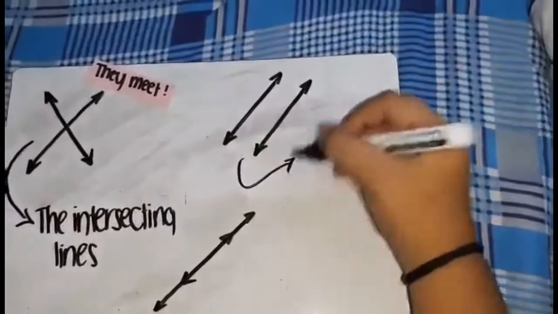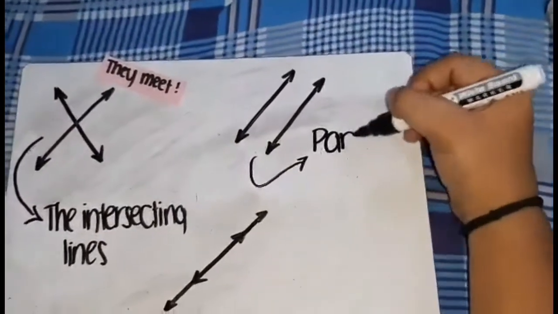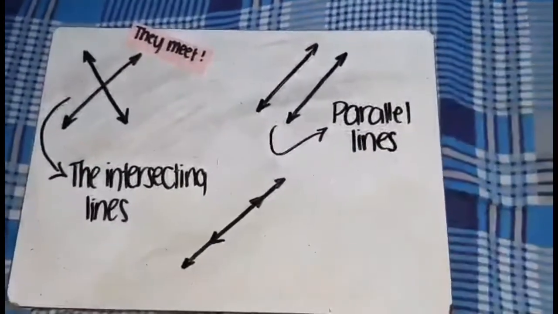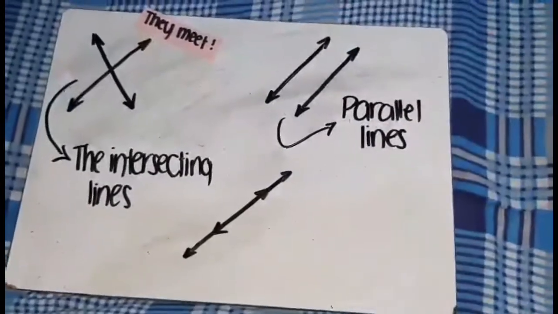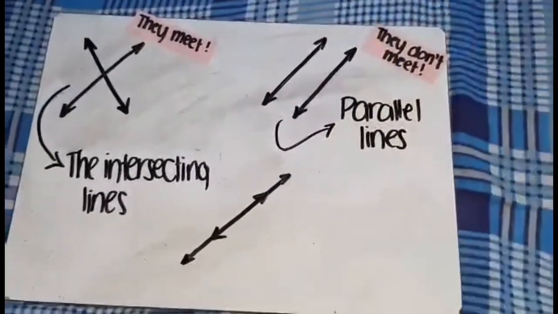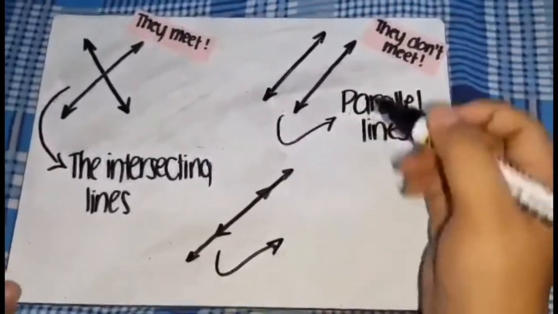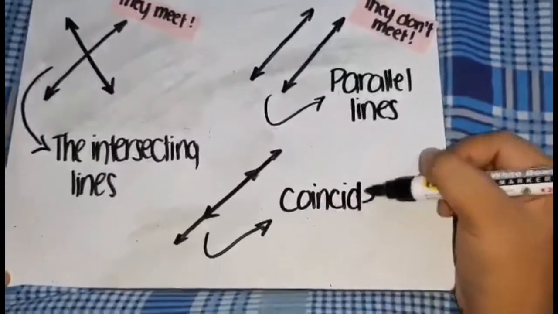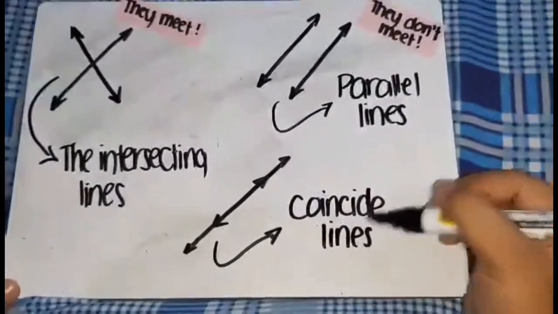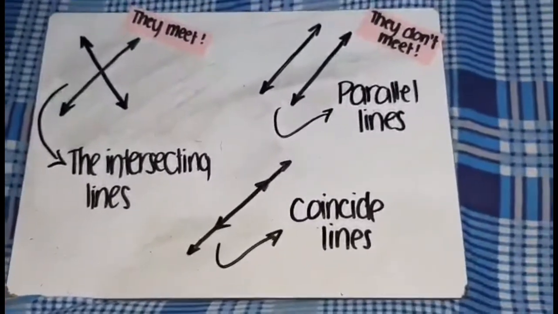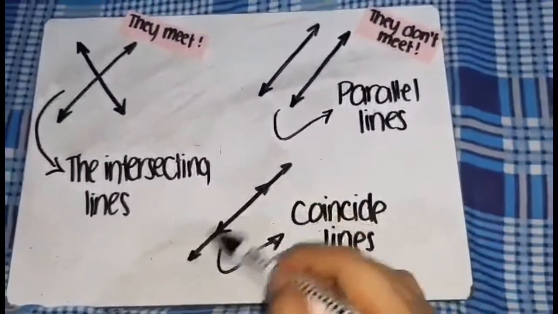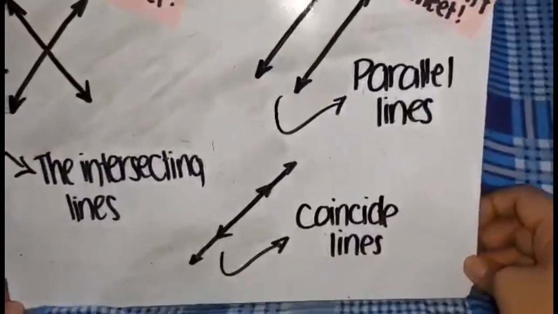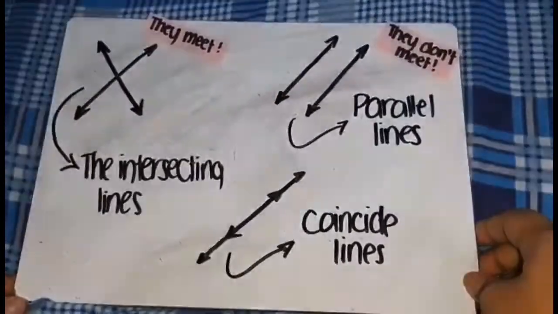The next set of lines is called the parallel lines. Parallel lines are just like you and someone special, because they don't meet. The last pair of lines is called the coincident lines, or the coinciding lines. Their graph has an infinite number of solutions, so that's why they share the same line. So those are the three types of pairs that we're going to be seeing throughout this whole lesson.